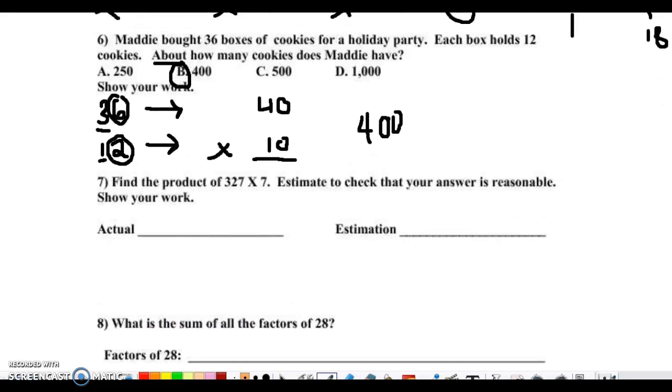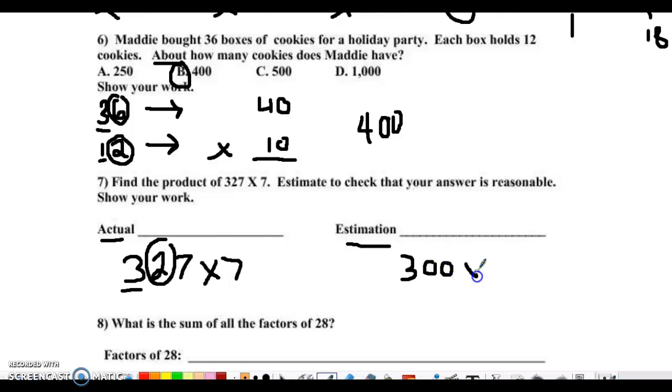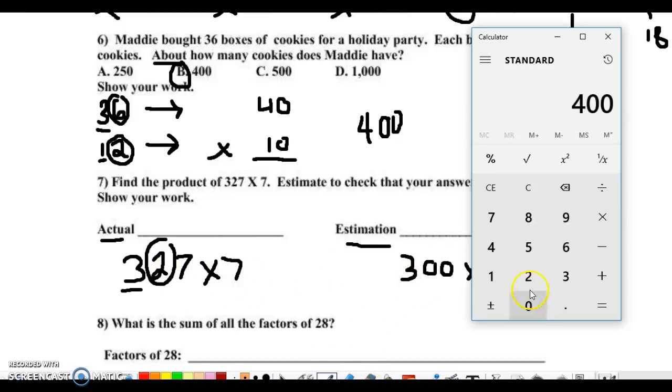Question 7 is asking you for the actual product and the estimated product, which means the actual product is going to take 327 multiplied by 7. We want to know the actual answer. However, the estimated response is going to be when I round 327 to 300 and multiply that by 7. Because the 7 is a single-digit number, it stays the same. However, 327 gets rounded. Now I can just take my calculator.